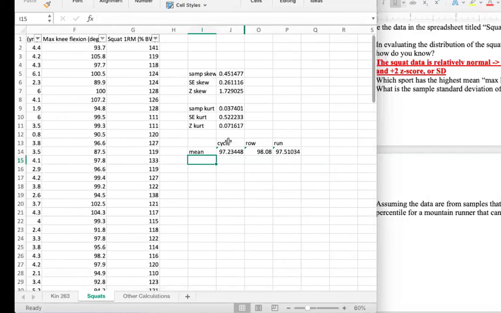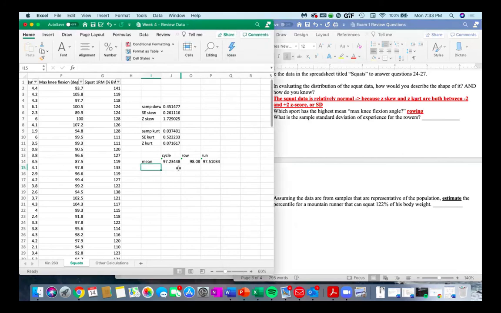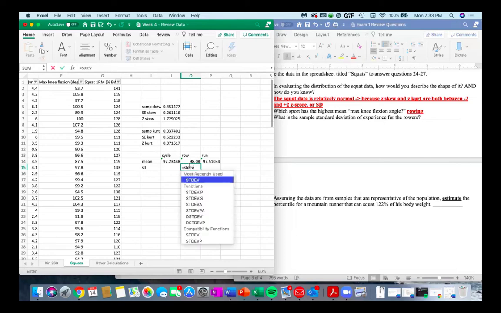So which sport has the highest mean? Rowing. Rowing, right? Easy peasy lemon squeezy. And then what's the sample standard deviation of experience for the rowers? So specifically for rowers, right, we can do standard deviation.